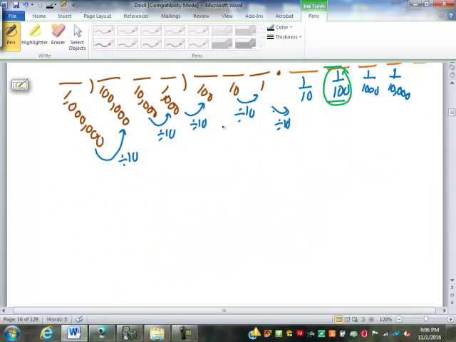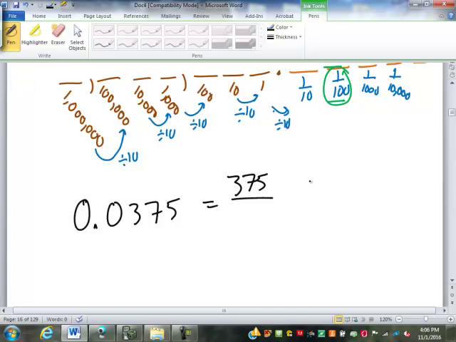So if I have 0.0375 as a fraction, that's just 375 over, what's the place value of that last digit? Tenths, hundredths, thousandths, 10,000ths. I'll show you a little trick, by the way, to double check yourself. There's 1, 2, 3, 4 decimal places there. There's going to be 1, 2, 3, 4 zeros in my denominator.